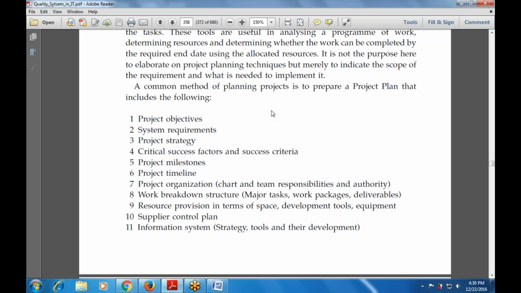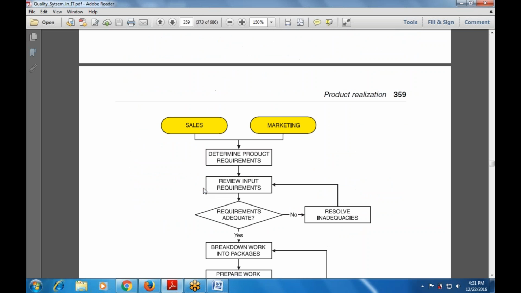What are the various contents that are included in the project plan? One is the project objectives, the system requirements, the project strategy, critical success factors and the success criteria, project milestones, project timeline, project organization, that is a chart, and the team responsibility. Then the work breakdown structure, resource provisions in terms of space, development tools, equipment, supplier control plan, and information system that includes the strategy, the tools and their development. So: project objectives, system requirements, strategy, factors, milestones, organization.